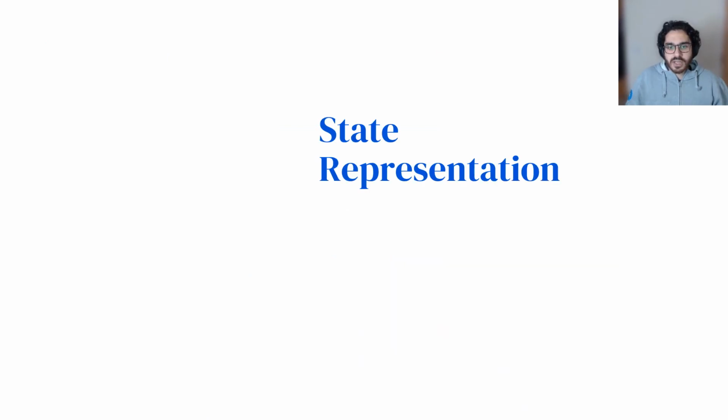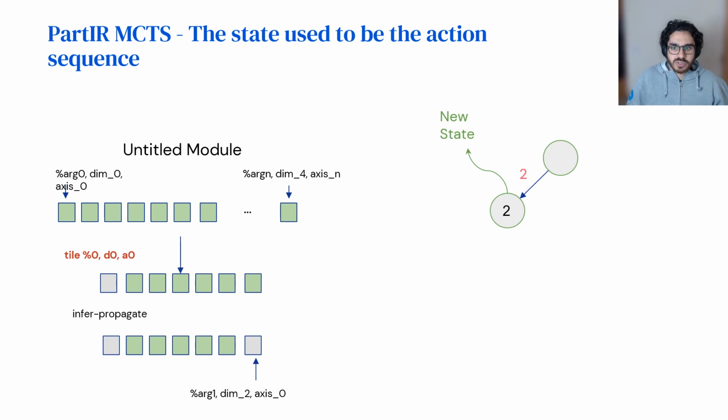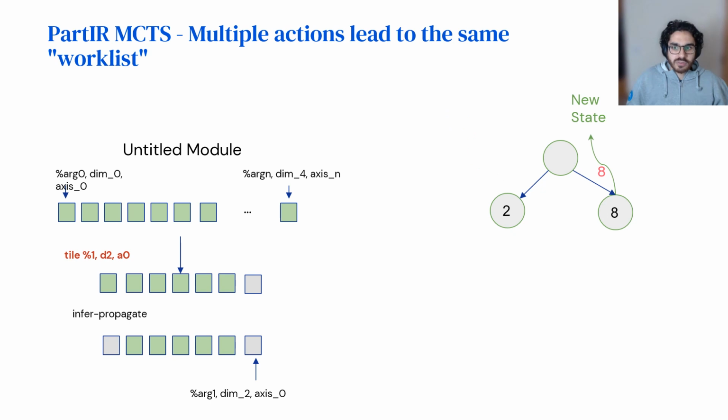We also provided enhancements to our MCTS to allow it to explore in this large space. Our first one utilizes the idea that our powerful propagation can yield a similar module even from two different but equivalent actions. For example, if we tile argument 0 on dimension 0, axis 0, argument 1 on dimension 2 on the same axis will get tiled through propagation. So that leads us to two different states with an equivalent final module.